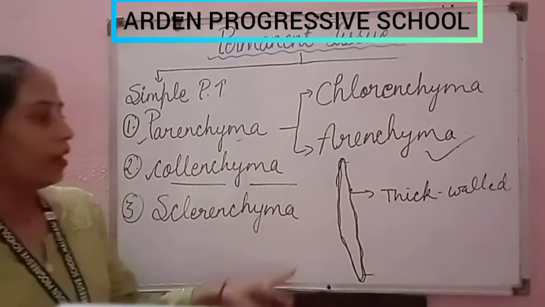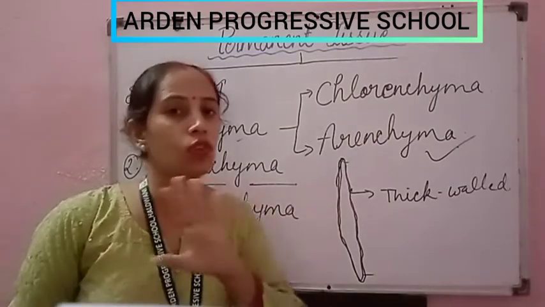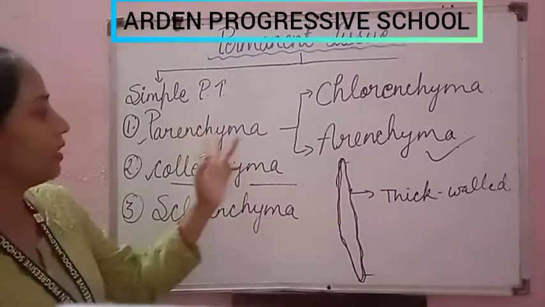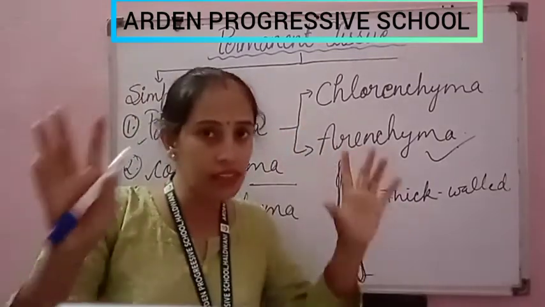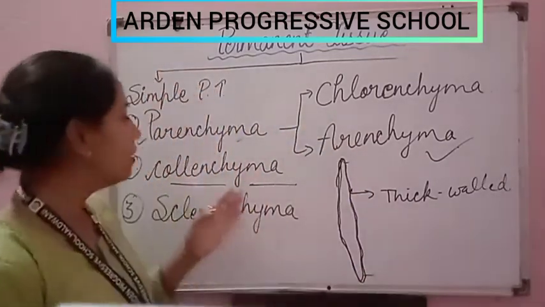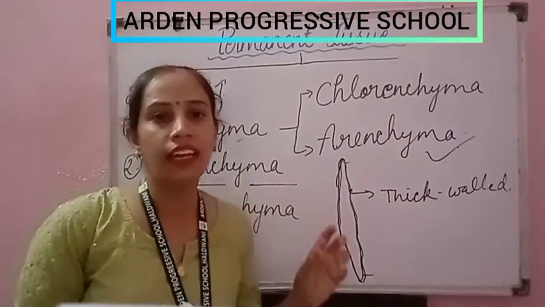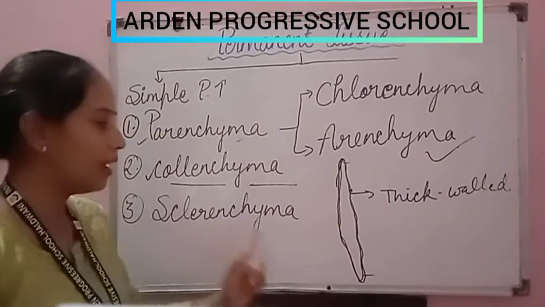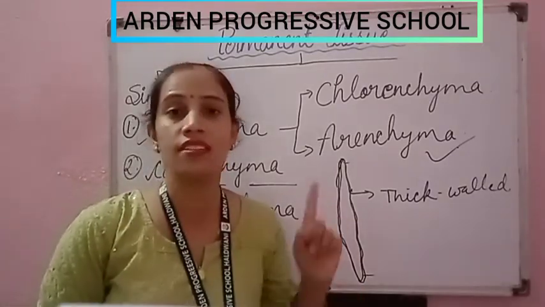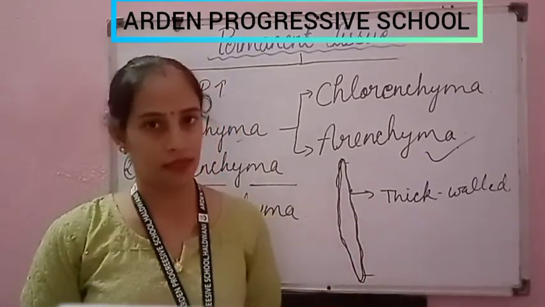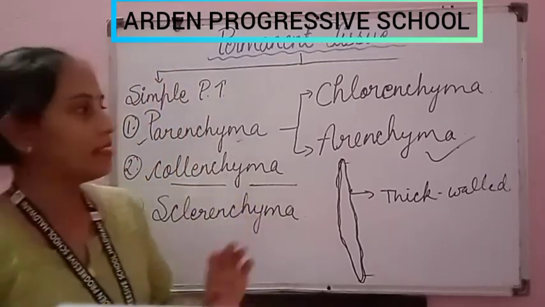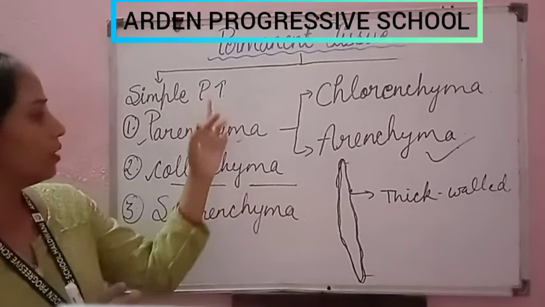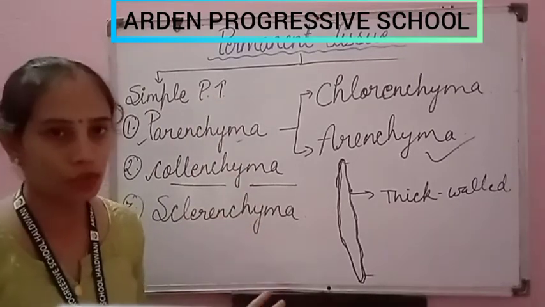Inside the cells no internal space is there. Here you can say in case of parenchyma there are large intercellular spaces, in collenchyma there are small intercellular spaces, whereas in case of sclerenchyma there are no intercellular spaces. So this is the short intro of three types of tissues.